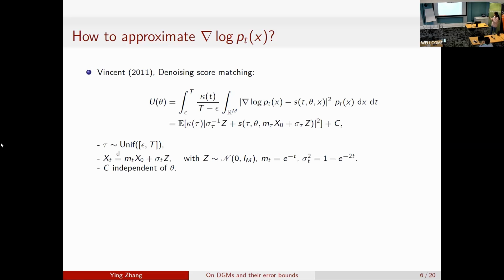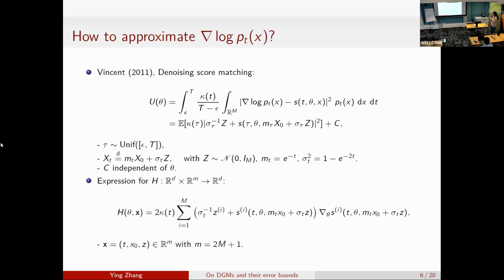To make life easier, we consider this denoising score matching, which is a very nice observation documented in this Vincent paper. So we have this objective function, and by calculations, we can rewrite it as this expectation plus some constant. The important thing is that this constant is independent of theta, and this is good in the sense that when we want to find an estimator of the minimizer through some approximation procedure, we want to, for example, use the gradient descent type of algorithm. When we calculate the stochastic gradient of this type of objective function, then we can completely throw this part away because it's independent of theta.